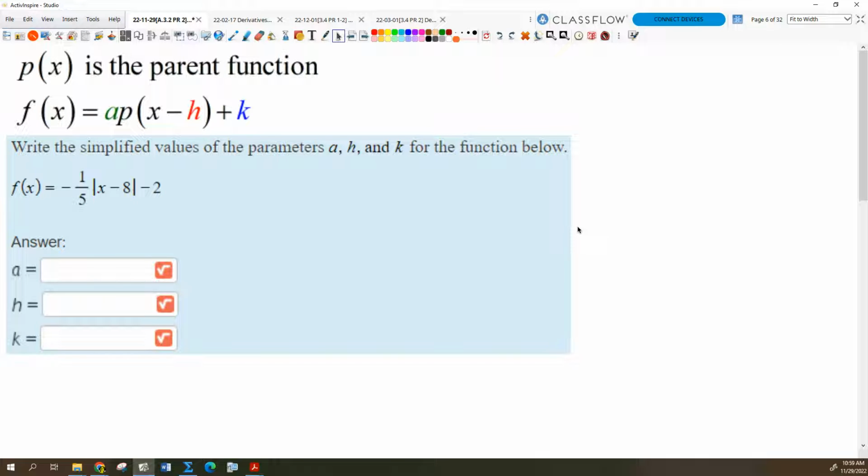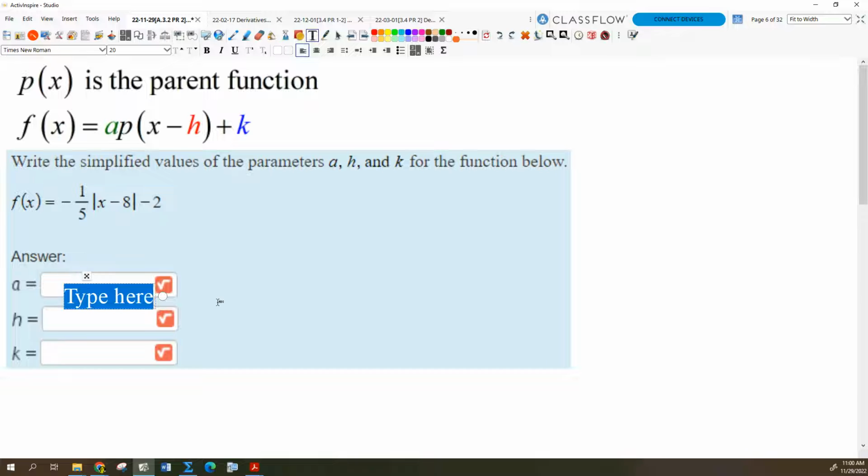Okay, so what about something like this? If p is the parent function, what are the values of a, h, and k here? Remember, a is what's being multiplied out front, right? So what's a going to be? Negative 1/5. Okay, everybody see that? So negative 1/5 is the value of a.